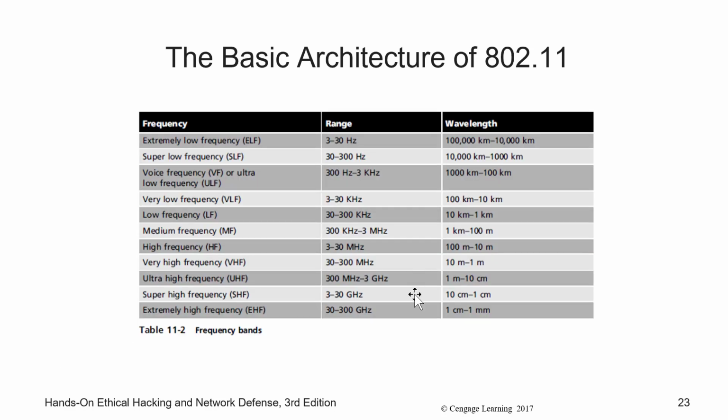Here are our basic frequency bands. VHF and UHF, for example, in television, represent a range from 30 to 300 megahertz. So your wavelength is 10 meters to 1 meter for VHF, 1 meter to 10 centimeters for UHF. So when we talk about the 2.4 and 5 gigahertz bands, that ends up in the SHF frequency band.